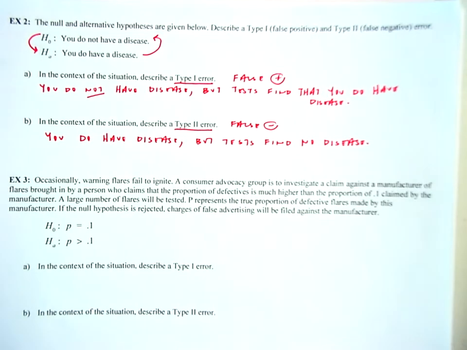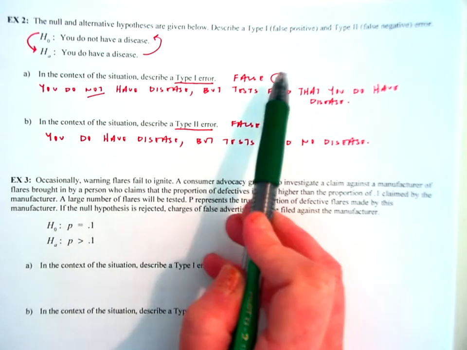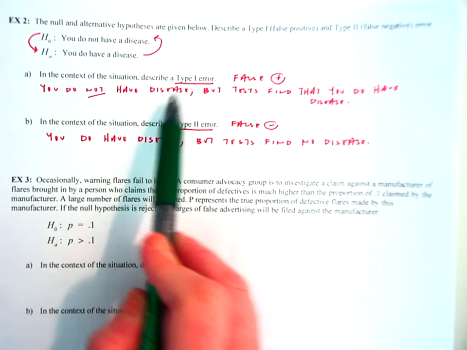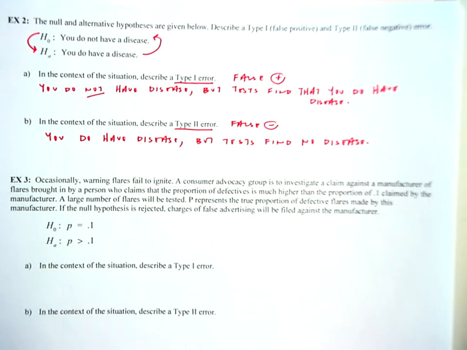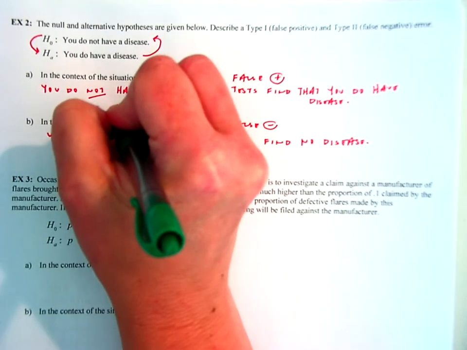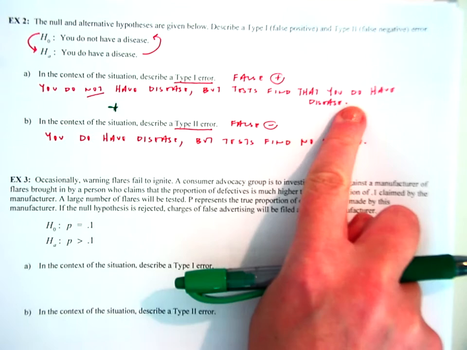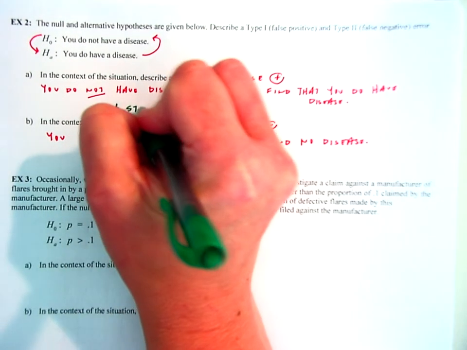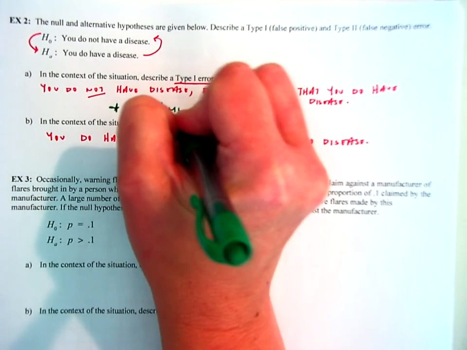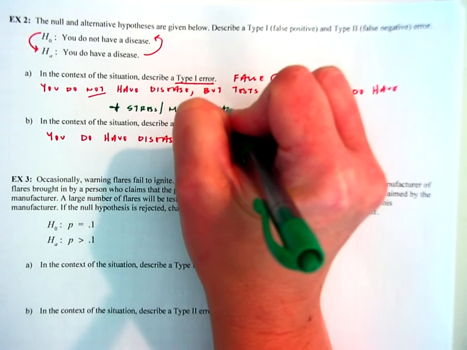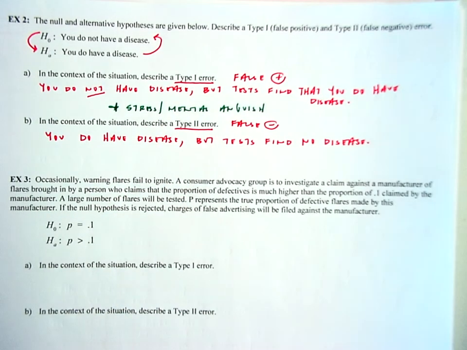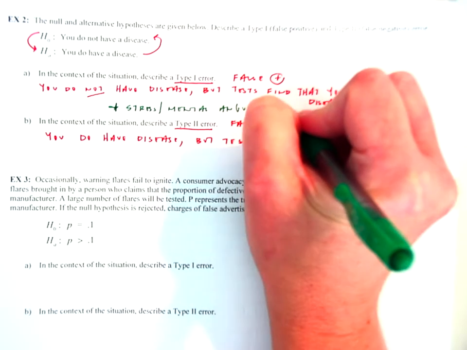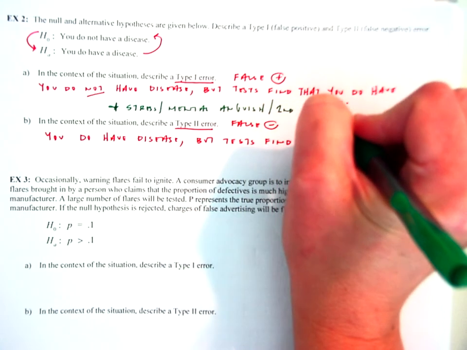Right there, I'm just explaining what it would look like. If I go back to my type 1 error, the false positive, you do not have the disease, but the tests find that you do. What could this issue actually lead to? I'm sure a lot of stress, because it's telling you that you have it, but you don't. So a lot of stress, mental anguish, unnecessary mental suffering, and you'd probably seek out a second opinion. You would hopefully check out a second opinion.